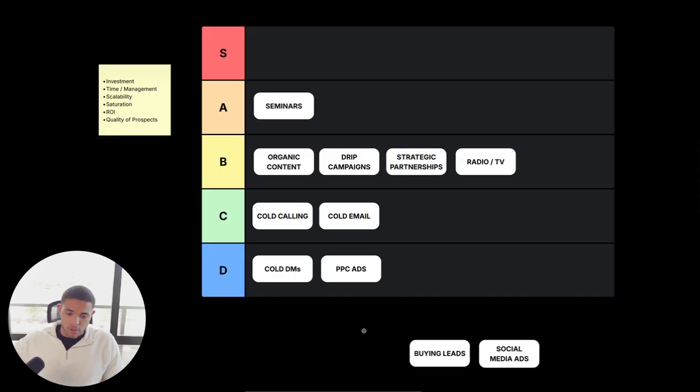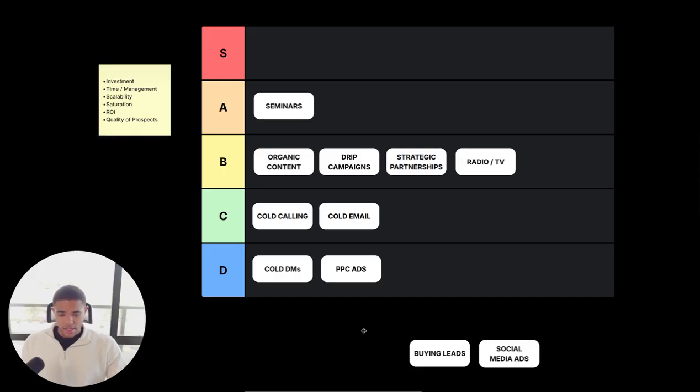Now, some firms who are a lot larger and want to dabble into this can find results, they can generate clients, but in terms of ROI and the actual scalability of it, for most firms it is very, very low. So I highly recommend staying away from PPC ads. They're just not a great way to scale.